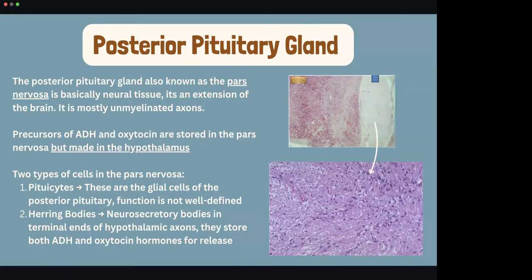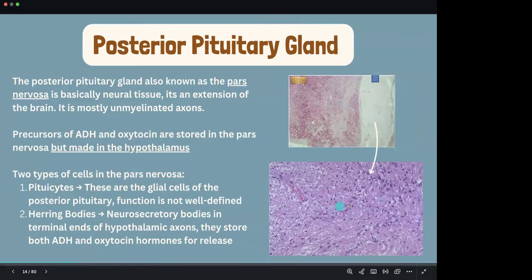Now we have two main types of cells in the posterior pituitary. We have the pituicytes and the Herring bodies. The pituicytes are glial cells in the posterior pituitary, and their function is not really known. For the Herring bodies, imagine with me a hypothalamic axon, and at its end, it's dilated. Why is it dilated? Because it's carrying neurosecretory granules of ADH and oxytocin. So it's holding them there until they are to be released. It's storing them.